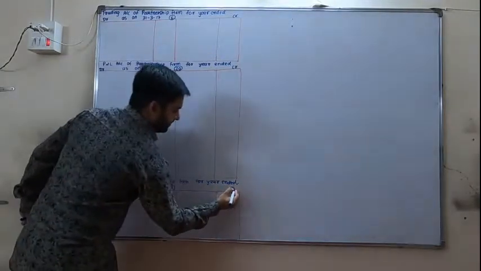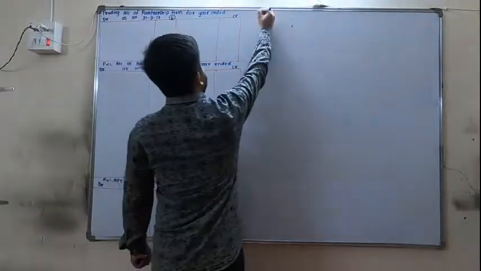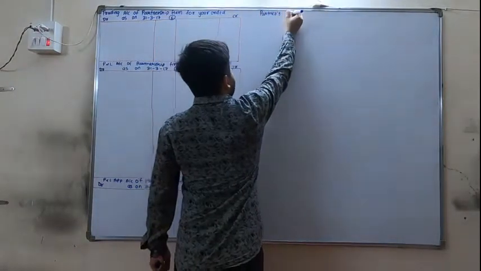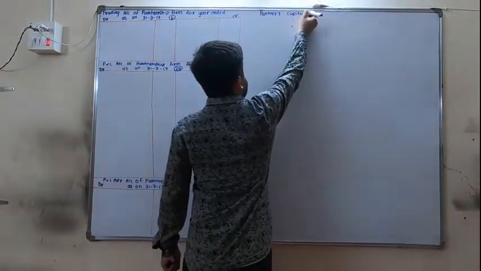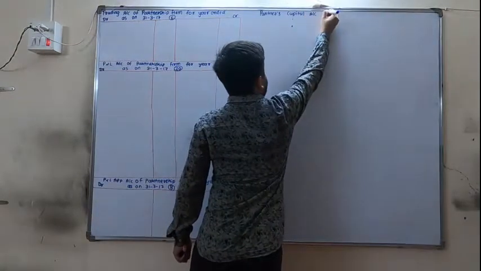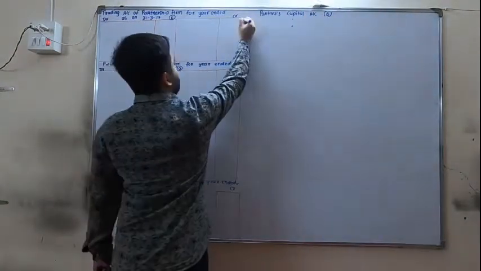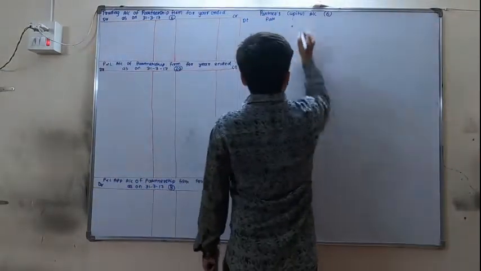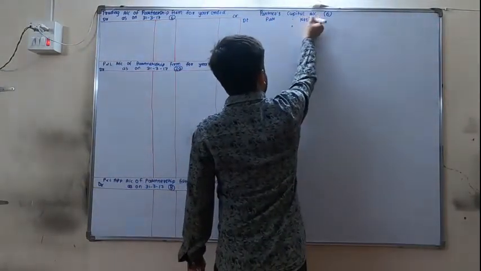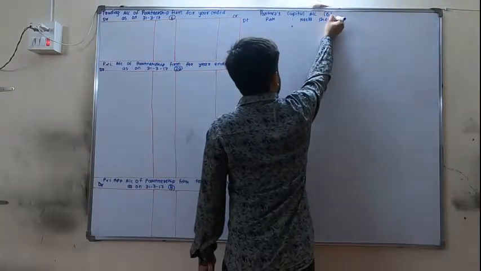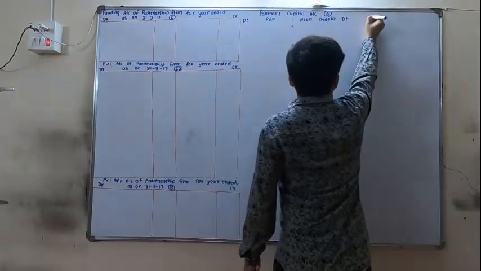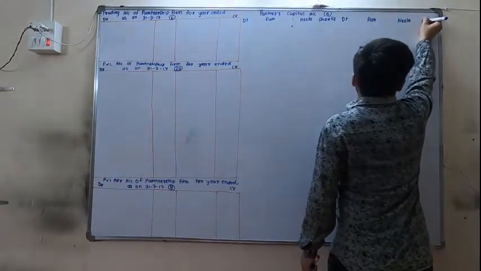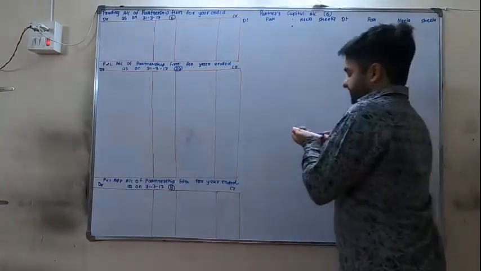Debit, credit. Next, partners capital account, row it for 6 lines. We don't have current account. Date, particulars, Neela, Sheila. Date, particulars, Neela, Sheila.